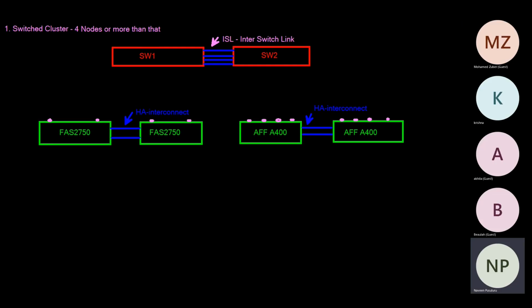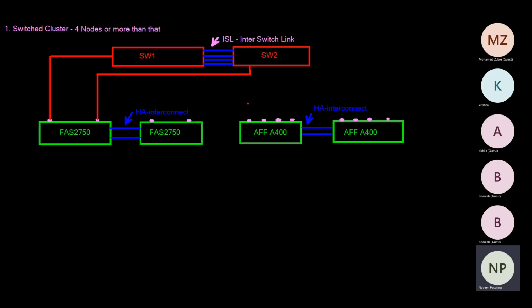So what we need to do now, we need to connect one port from controller 1 to switch 1. The other port to switch 2, one of the ports in switch 2. The same thing here. We need to connect the first port to switch 1 and the second port to one of the ports in switch 2.